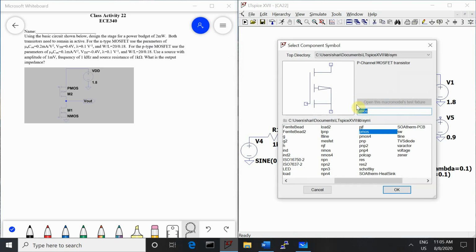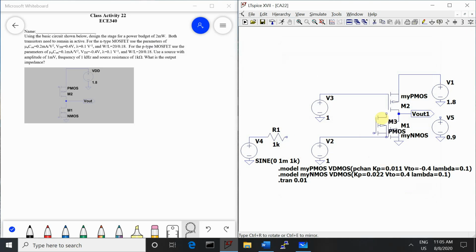So we have our circuit set up in LTspice, and a couple of things to note for the PMOS. When we get it from the component library, it is oriented in the incorrect direction. So we need to make sure to type Control E, Control R to get it oriented properly. Also, when we do our SPICE directive to specify the parameters for the PMOS, we have to be sure to include this p-chan parameter here.